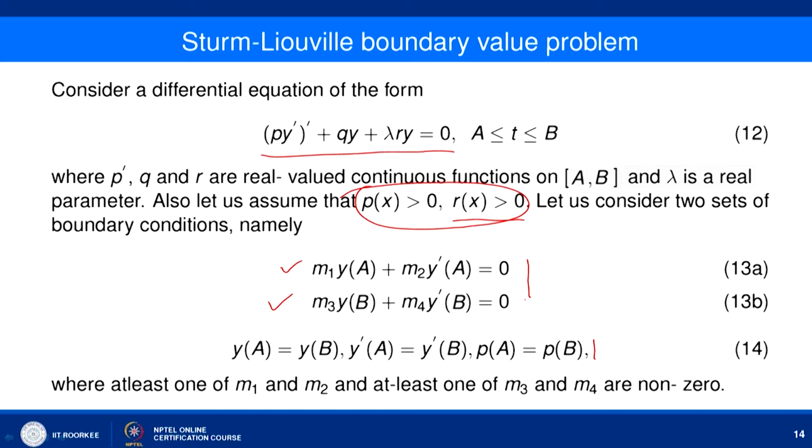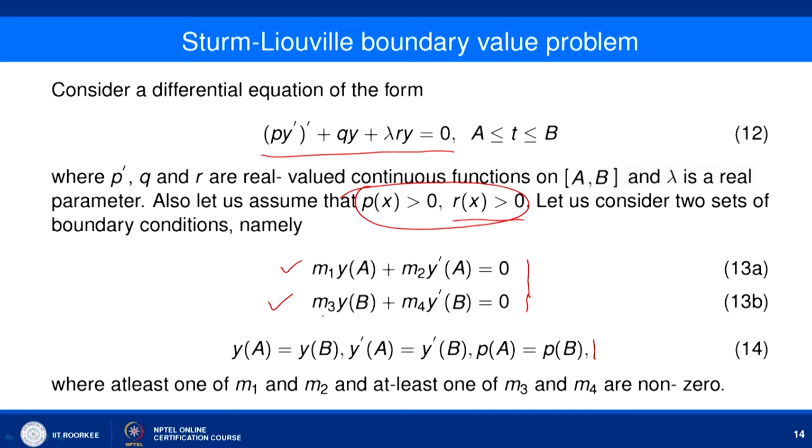There is one more kind of boundary condition, that is the periodic boundary condition, that is y(a) = y(b) and y'(a) = y'(b), and if we also consider the condition p(a) = p(b), we call these periodic boundary conditions. Whatever the value at the initial point, that is the value given at the end point. It means that y(a) = y(b), y'(a) = y'(b), and so on.